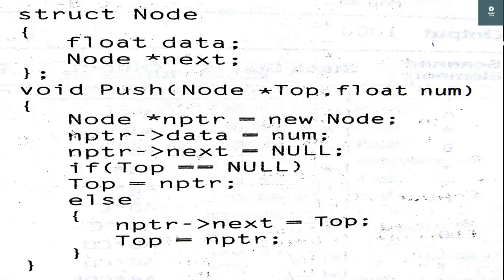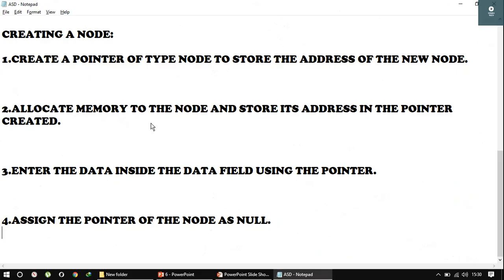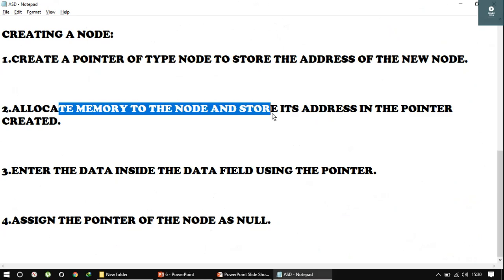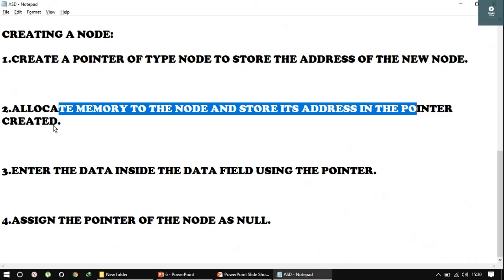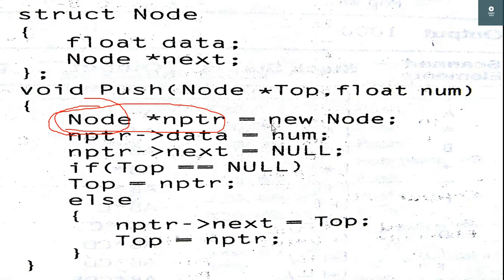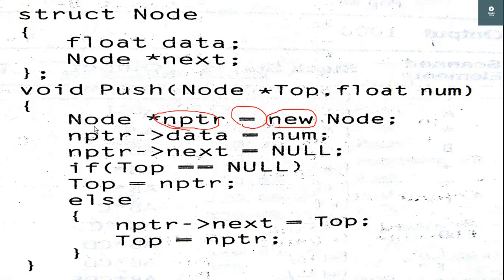Now after this is the creation of the pointer. This pointer name is nptr and this pointer is of type node. So you can see the type here is node, and now we have to allocate the memory to the node and then store its address in the pointer created. Here you can see we have used the new operator for allocating the memory dynamically, and then we have stored the address inside this nptr. In this way we have allocated the memory and stored the address inside nptr.